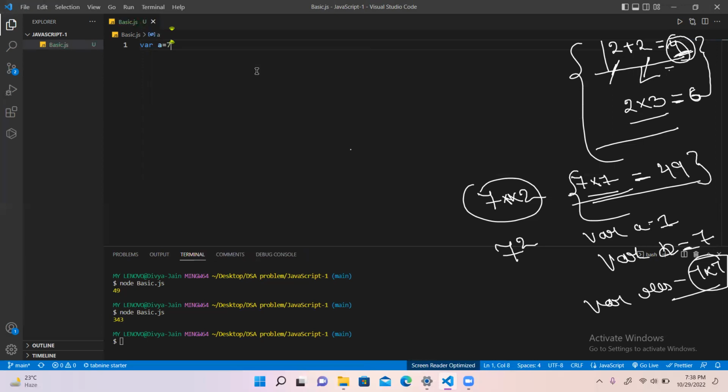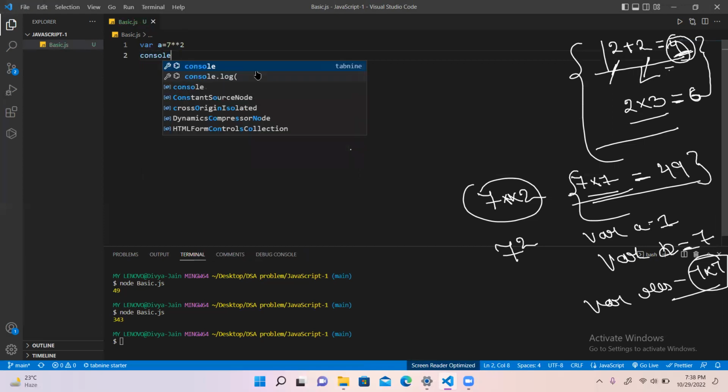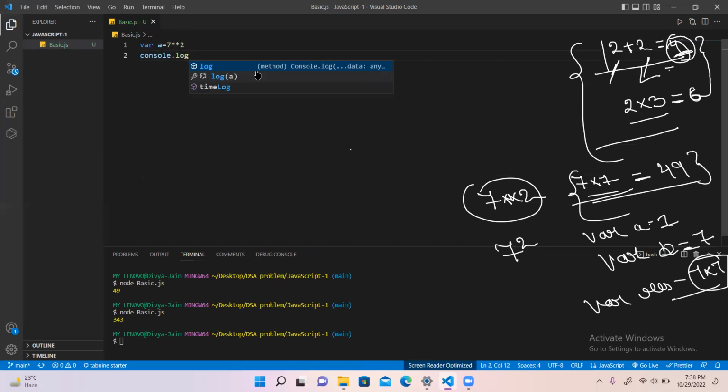Okay. And you can type 2 times into sign and 2. It means to say 7 raised to the power 2. And now you can print that value. Remember that you only print that value when you write a console.log. If you don't write console.log, you don't get any output of that question or any question. Okay. So now you console the value of a.